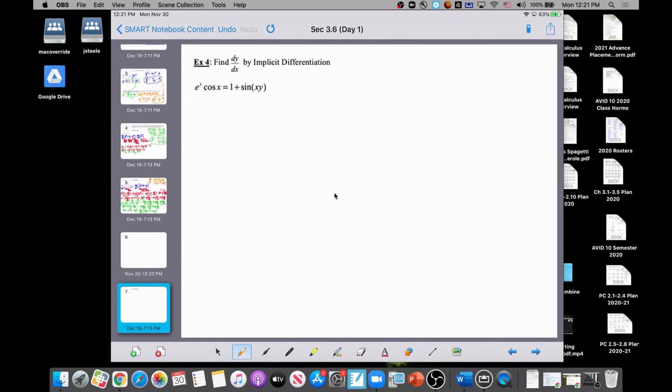One more example here to practice our implicit differentiation. This one has some e's in it and some trig in it. All right, so we're going to begin the same way we always begin. We are going to show that we are taking dy dx of the left, which is e to the y times cos x, and we are taking dy dx of the right, which is 1 plus sine of x times y. All right, so on the left-hand side, we're going to be using product rule with chain rule.